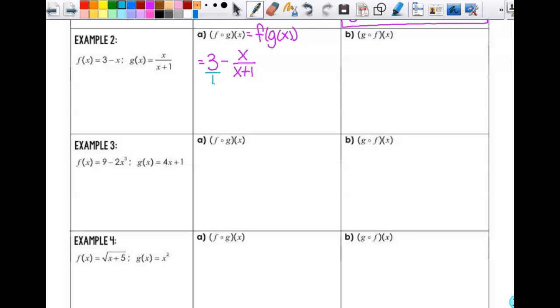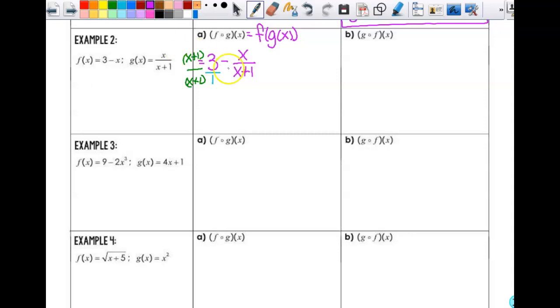Not 1, because 1 could just go away. But if this has a denominator of x plus 1, then I need this one too, right? Do I just get to put it over x plus 1 and be done with it? No, I have to multiply. So I'd have to multiply this by x plus 1 over x plus 1. Right? That has a value of 1 there. Make sense? That's how you get a common denominator.